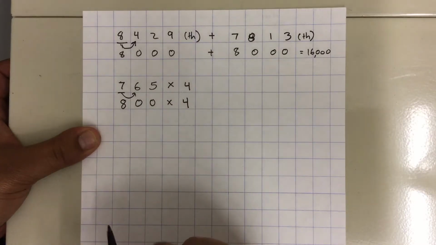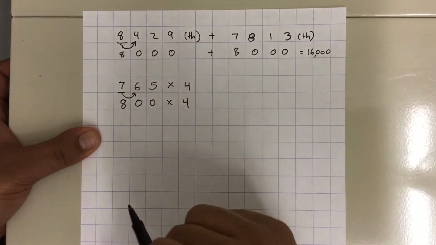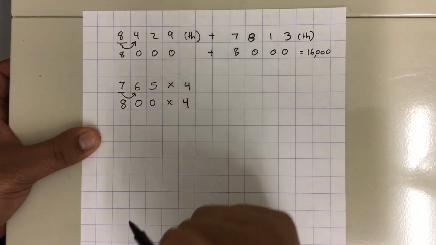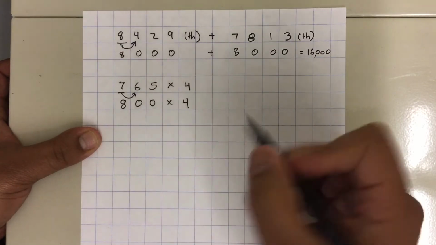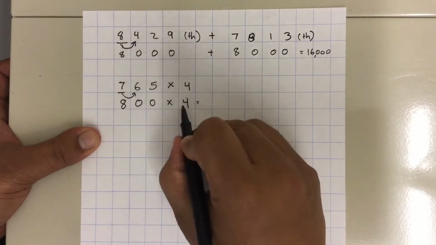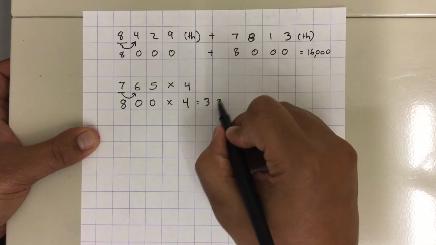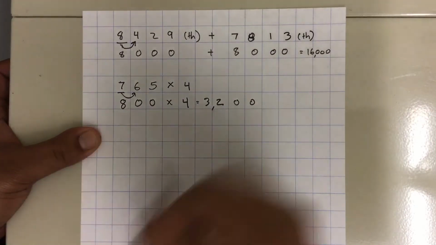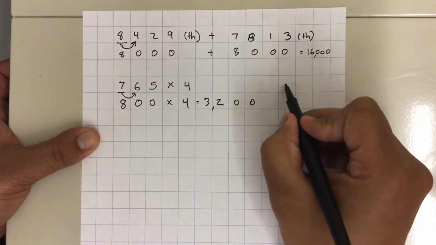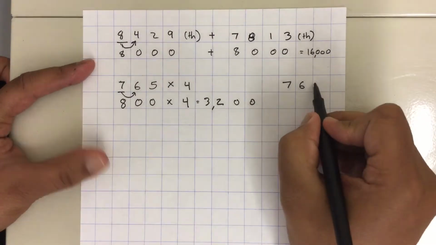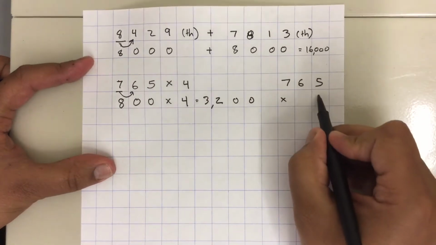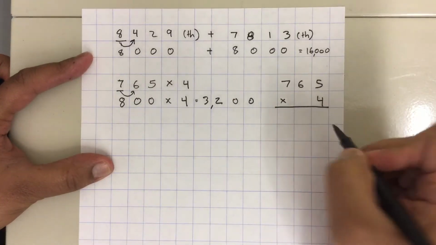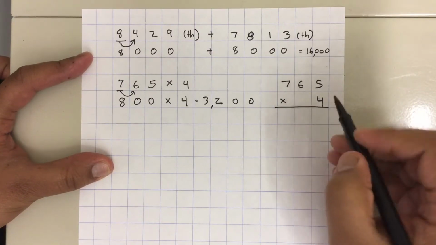Oh, something else I told kids. If it doesn't specify what place value, do the biggest one. It makes the problem the easiest. From here, I do 8 times 4 is 32. Add my 2 zeros on the end. So I've got 3,200, and then I would do the math problem for real, 765 times 4, and then we go through our normal process.